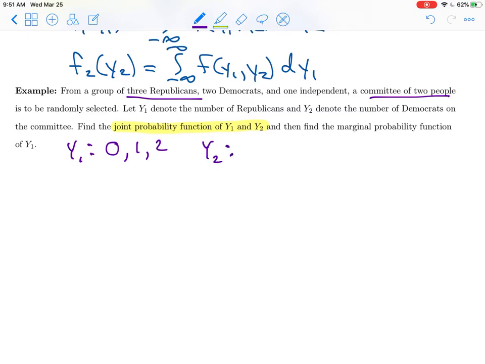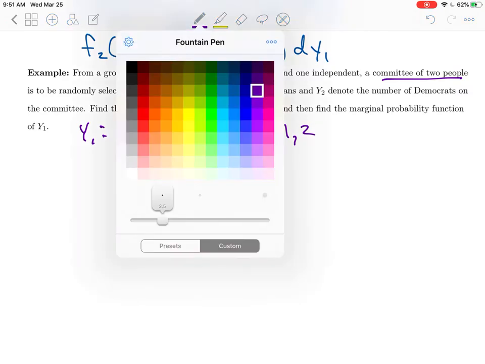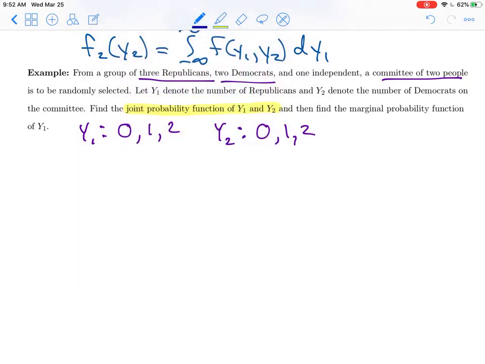For the number of Democrats on that committee, we could have either 0, 1, or 2 because there are 2 Democrats. And so we will find specifically the probability that the number of Republicans on the committee is exactly 1, and the number of Democrats on the committee is also exactly 1.